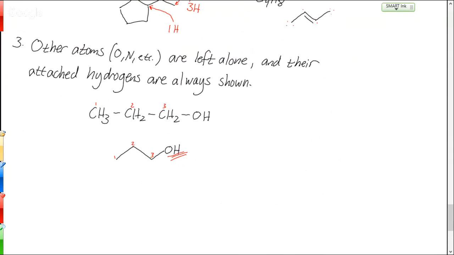And the reason for that is because other atoms aren't as predictable as carbon. Oxygen can have no hydrogens on it. It can have one hydrogen. It can have two hydrogens. Nitrogen, same thing. So we have to specify that to make sure that we know what we're talking about. All right, and that's how to draw line structures.